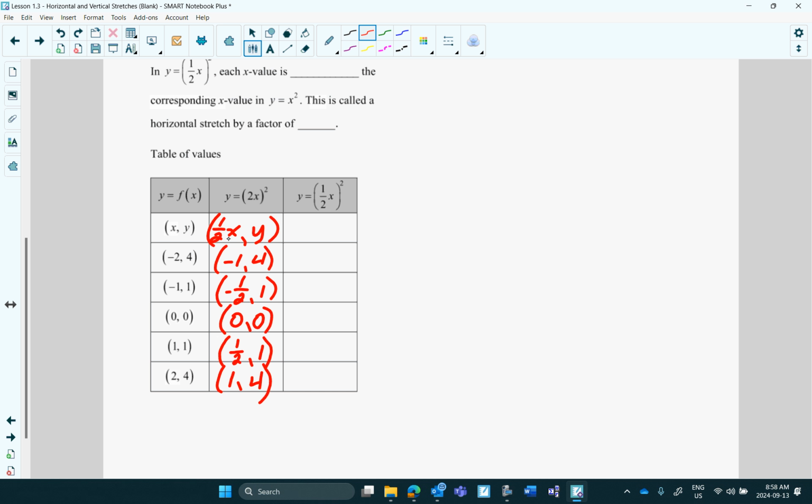So if we do this, and I'll do this in green, we think that the x's are going to double, the y's are going to stay the same. Therefore, this point will be negative 4, 4. This point will be negative 2, 1. This stays as 0, 0. This becomes 2, 1. And this becomes 4, 4.